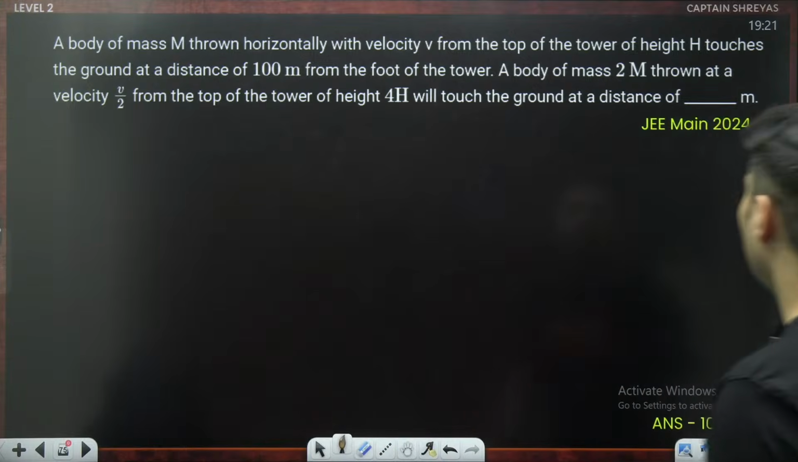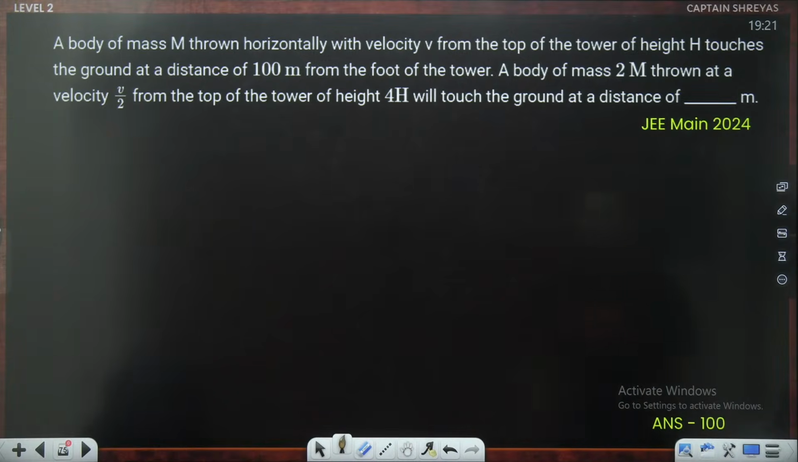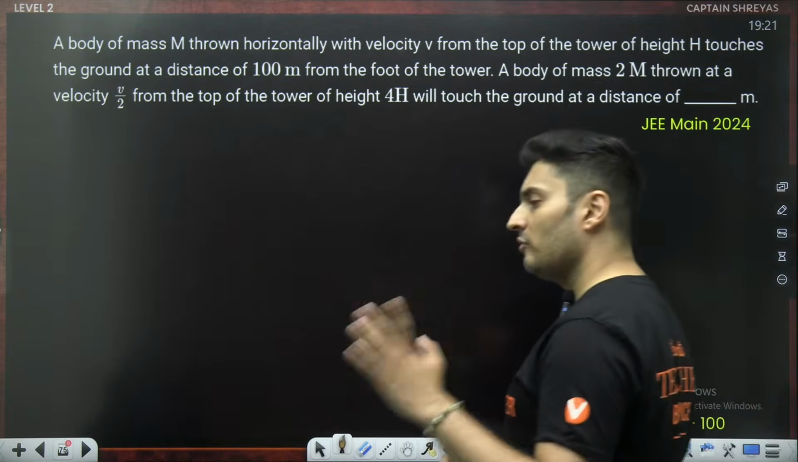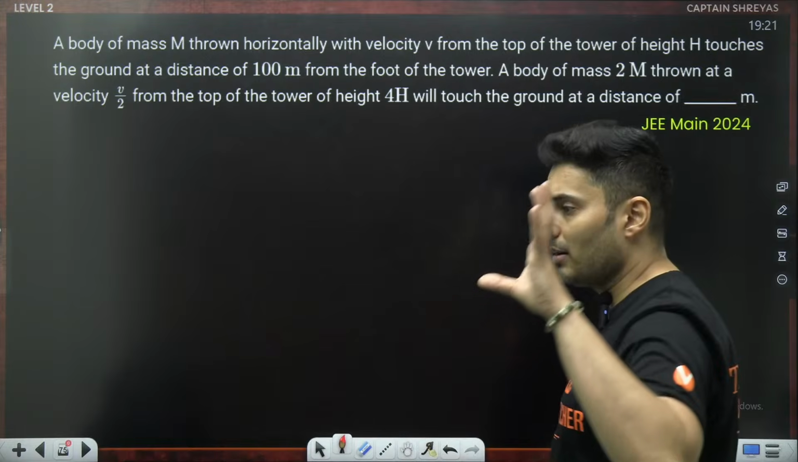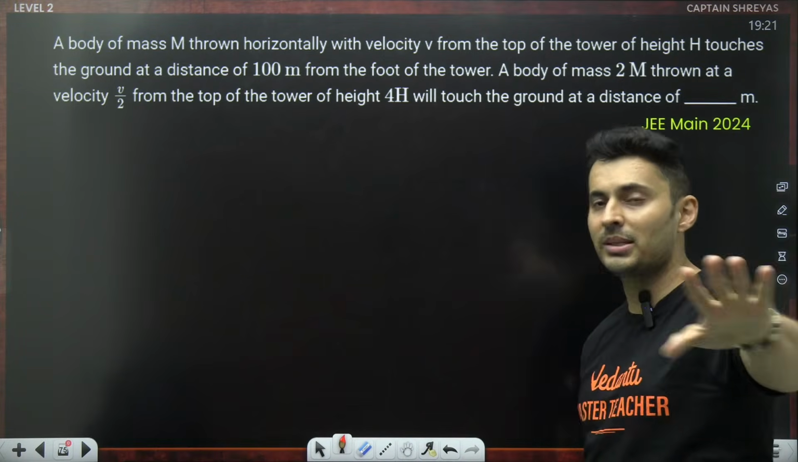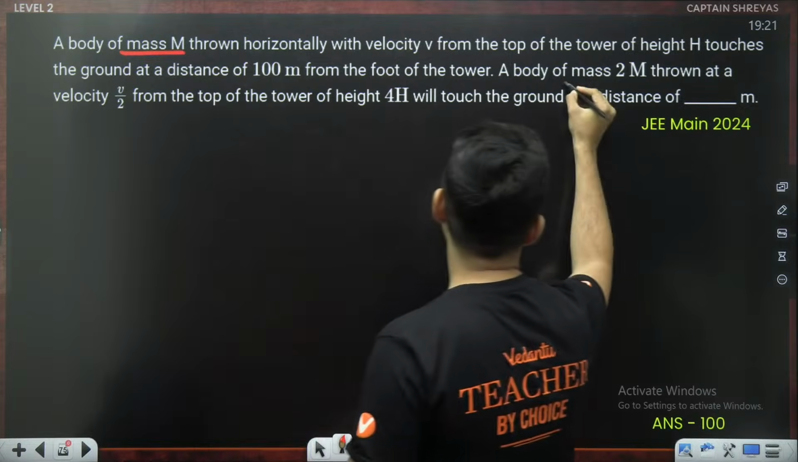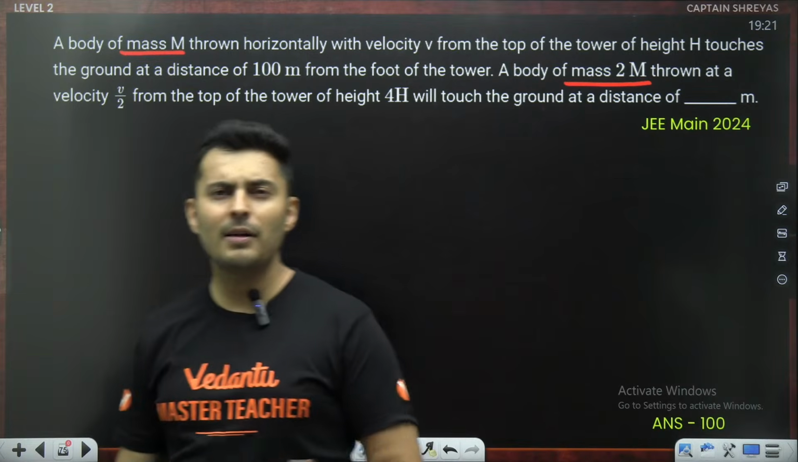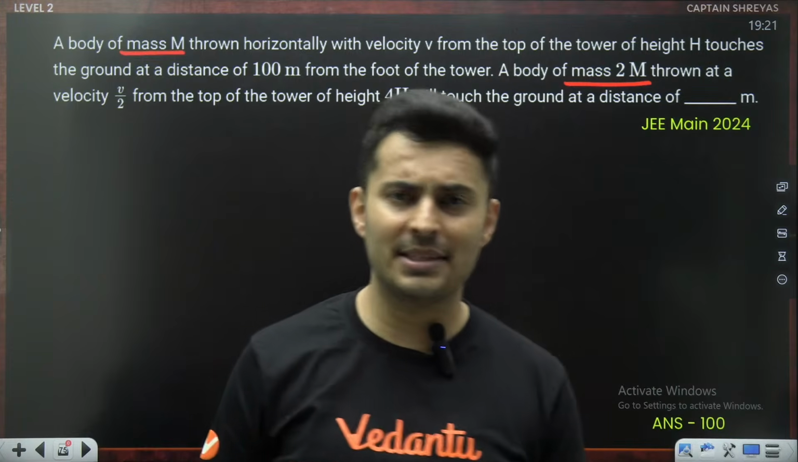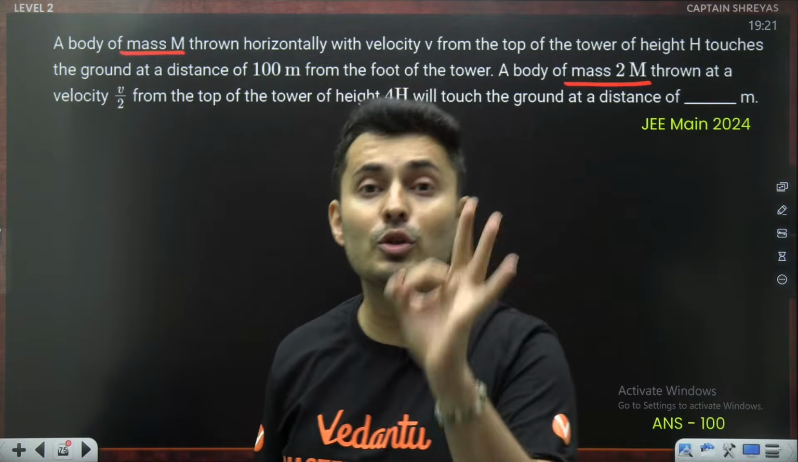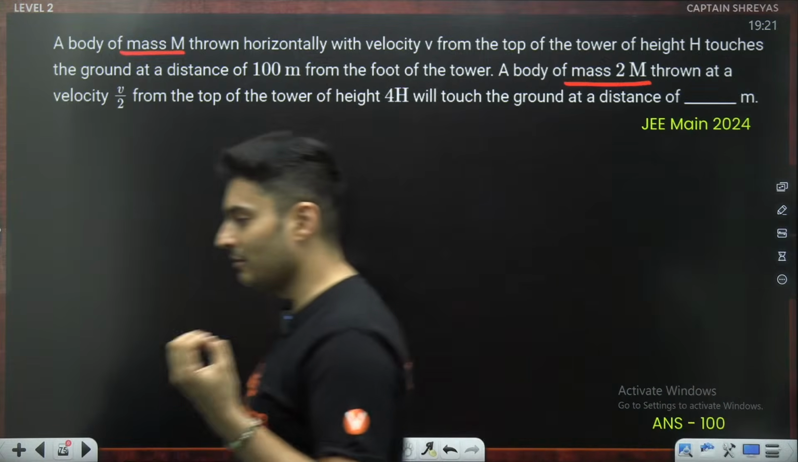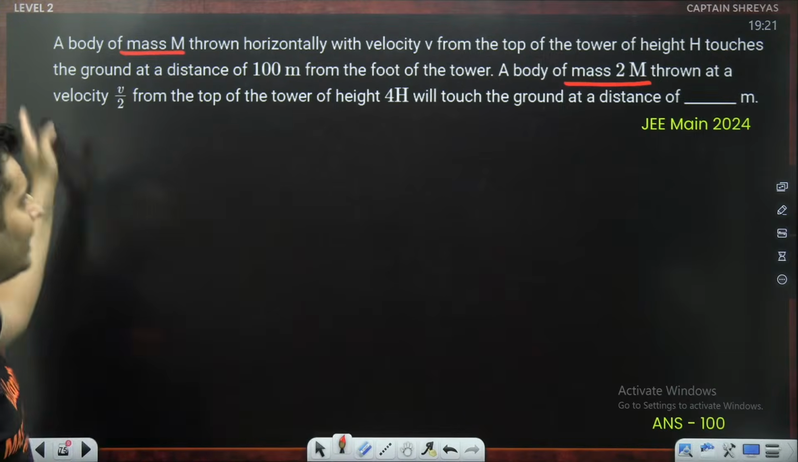What do we have? Directly level 2, no issues. A body of some mass thrown horizontally from the top of a tower of height h touches the ground at a distance of 100. Now the mass is made 2m, velocity is made half, tower height is made 4h. What will be the ground distance? First of all, you should realize in this entire problem, there is one piece of data which is useless, unnecessary, to confuse you. And that is nothing but the mass. Because acceleration due to gravity, motion, kinematics is independent of that mass. So why bother about it? It is just given to confuse you. Don't waste your time there. So ignore that, read other things.